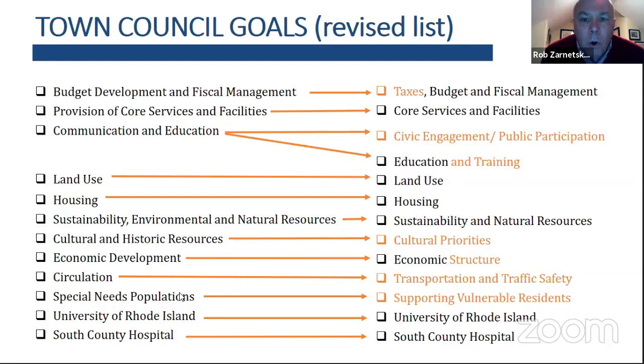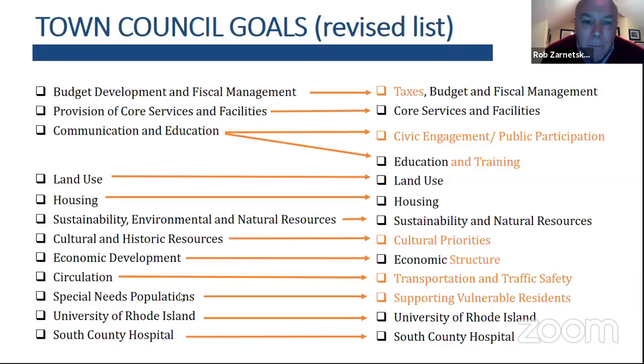So we can play with this list, we can move this list around, but we need to have a list of priorities. We need to have a set of goals that are the things we're going to try to achieve through our spending plan. This isn't just an exercise in wishful thinking or an exercise in focusing my attention, the town employees' attention. This really becomes the basis for our spend plan. It should become the basis for our spend plan.